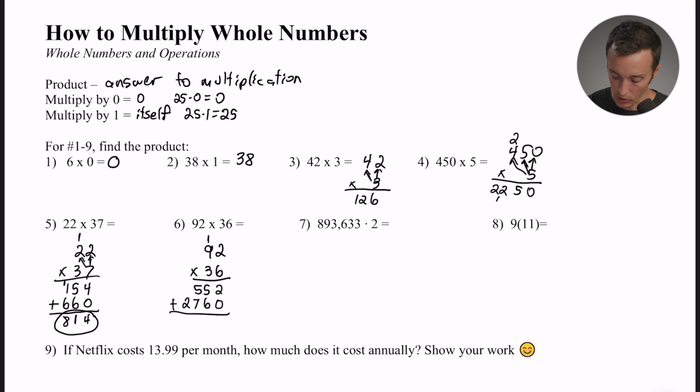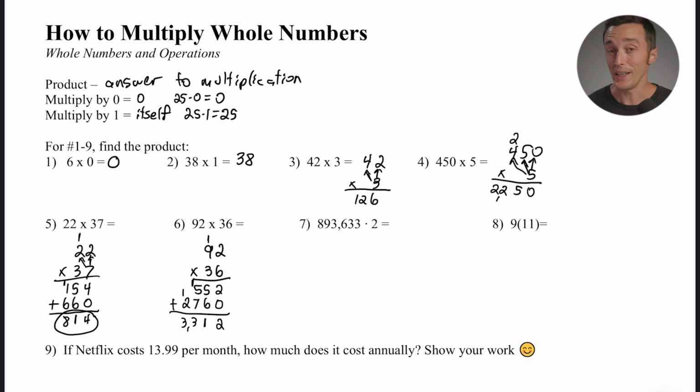So I'm going to add straight down. 2 and 0 makes 2, 5 and 6 makes 11. I'll carry the 1. 1 plus 5 plus 7 is 13. Carry a 1. 1 plus 2 is 3. So I have a final answer of 3,312. Okay.